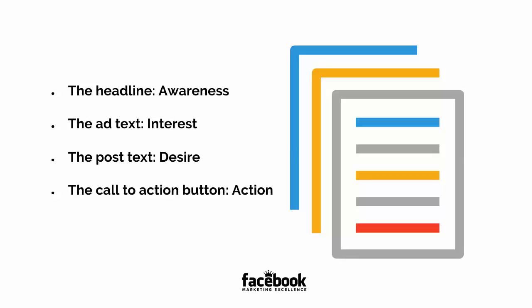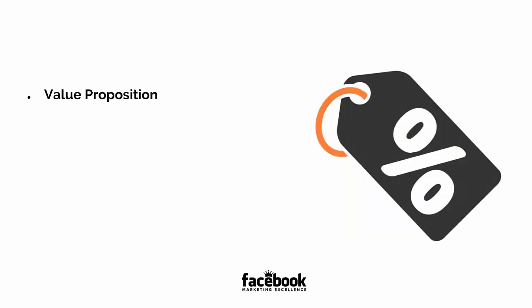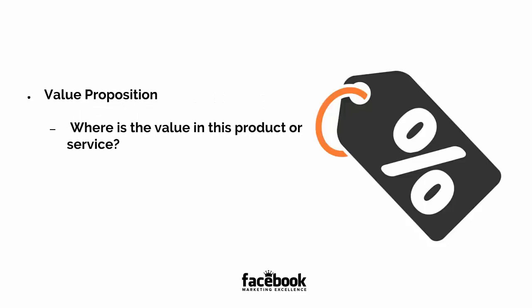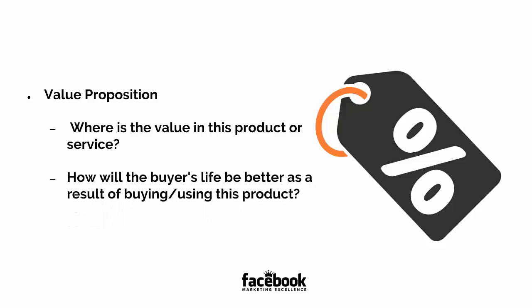The tough bit is getting your readers to be interested in your product and then to desire it in just 90 to 180 words. Now, to do this, you should again think as you would in any copywriting and focus on what is known as the value proposition. The value proposition simply asks the question, where is the value in this product or service? Or to put it another way, how will the buyer's life be better as a result of buying or using this product? When doing this, you also need to ensure that you're focusing on the emotional element and creating a real image in the mind of the reader.